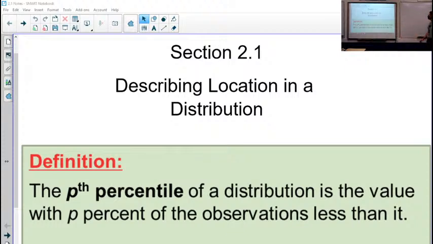So the percentile of a distribution is the value with p% of the observations less than it. We just said that we're familiar with standardized test scores putting you in a certain percentile. For example, if you're in the 90th percentile, that was good because it means you outperformed 90% of the people who took the test. Another way to say it is that you're in the top 10%. So that's the idea of percentile: the percent of observations that are below whatever value we're looking at.